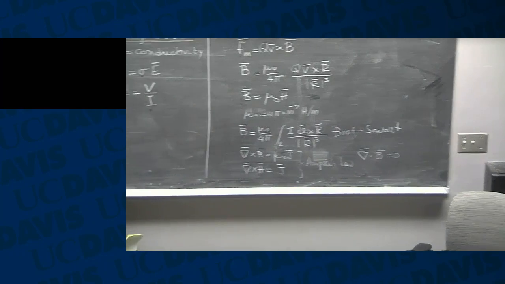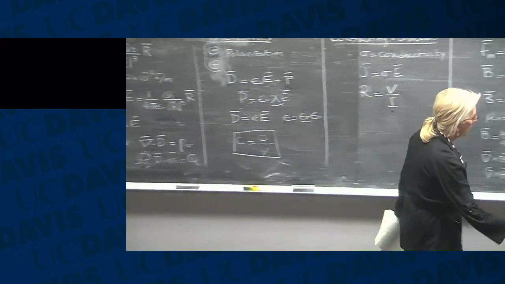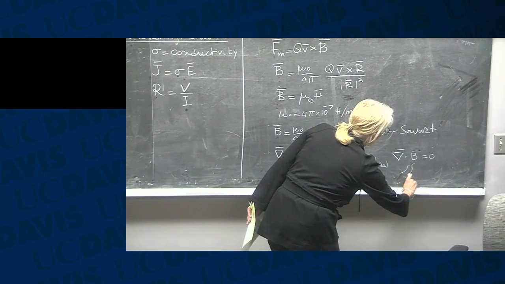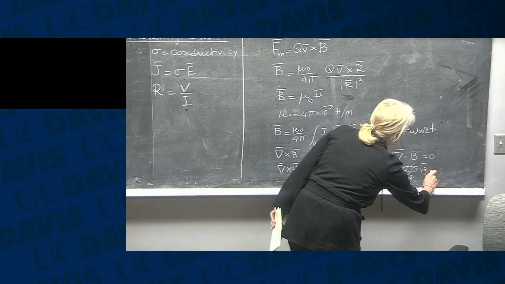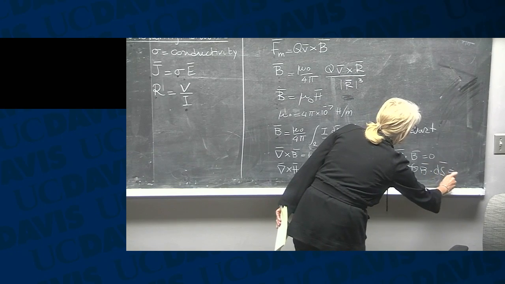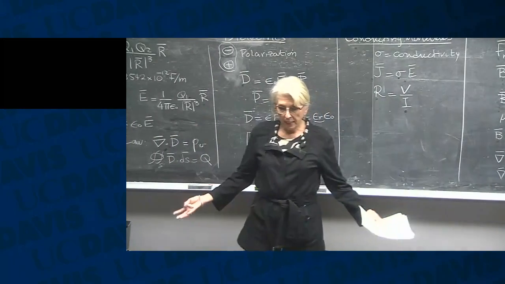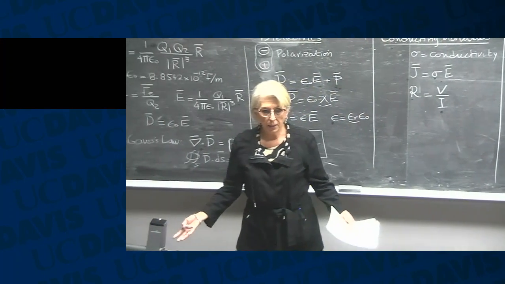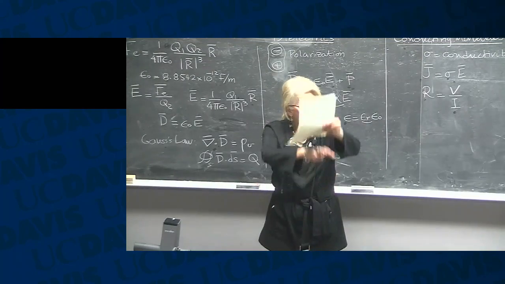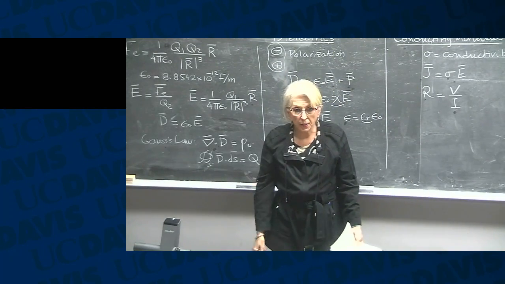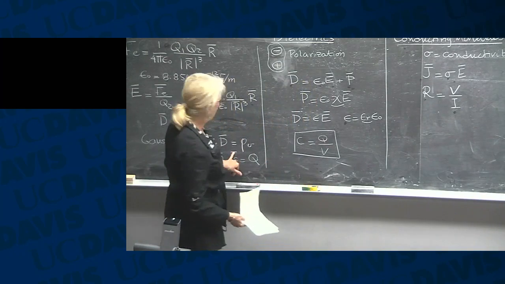All right? Divergence of B is zero, which means that if I take the surface integral of B over a closed surface, this is going to be zero, which means the total magnetic flux over an enclosed surface is zero. That's the characteristic, as opposed, of course, to this one.